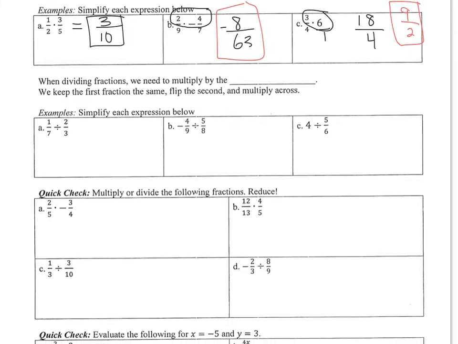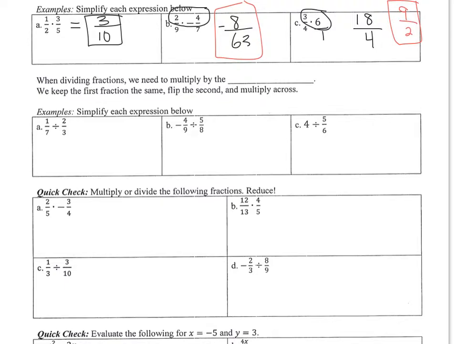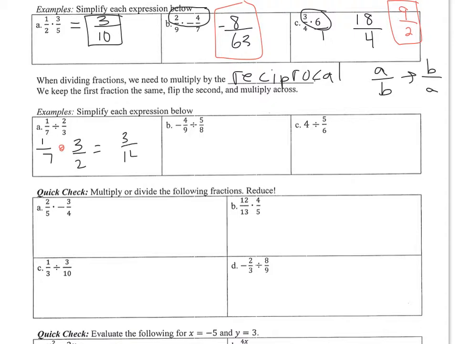When dividing fractions, we need to multiply by the reciprocal of the second fraction. So reciprocal means if you have a over b, the reciprocal of a over b is b over a. So what you do is you change the division problem into a multiplying problem. And same things apply where you multiply straight across. So this is 3/14.